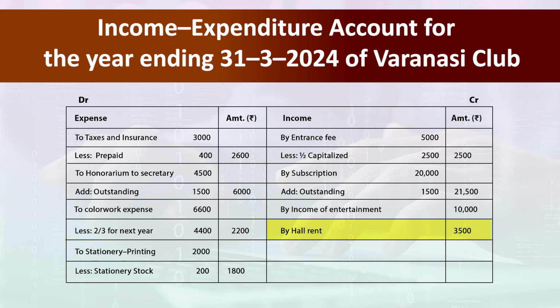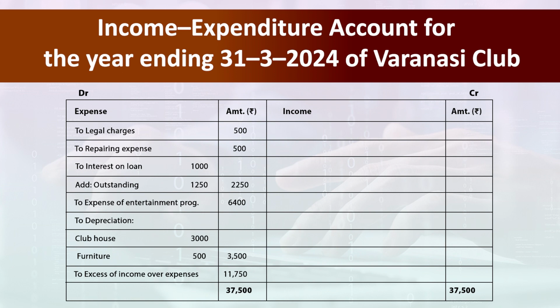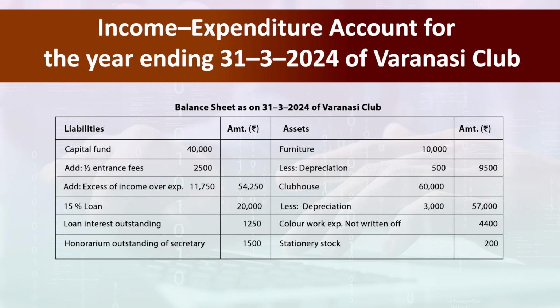Then we record income of entertainment of rupees 10,000. The hall rent is recorded at rupees 3,500. As the total of income is more than the expenses, on the debit side we record excess of income over expenses as 11,750.